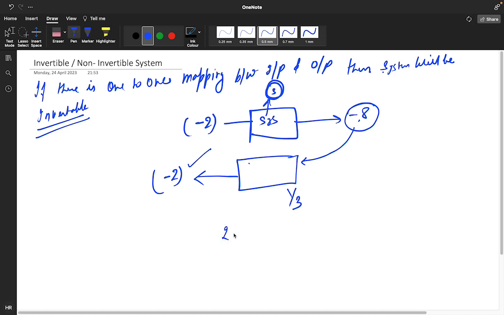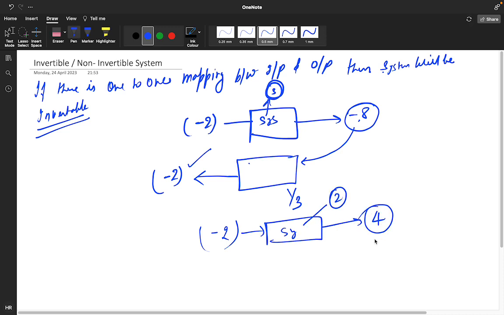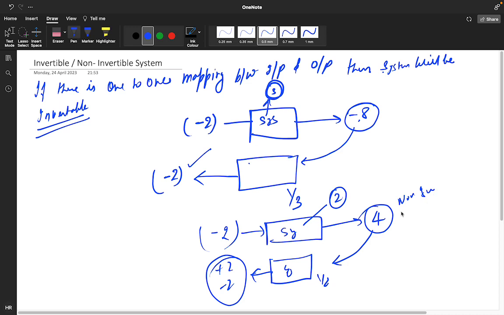But suppose you have minus 2 and you are getting 4, then the system is doing a square, and if you take the square root, you may get plus 2 or minus 2. So from 4 we cannot reach minus 2, we cannot say whether it will be plus 2 or minus 2. So this is a non-invertible system.